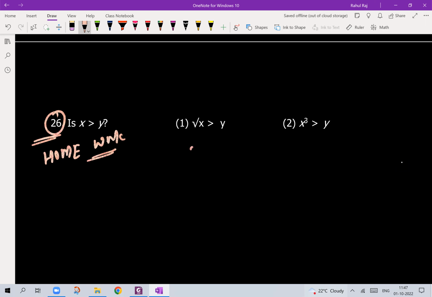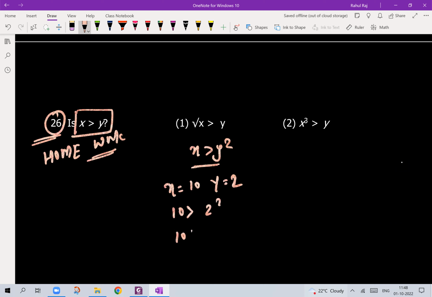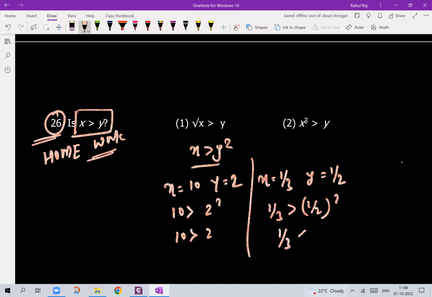Imagine option number 1 says what? If I square both the sides, it says x is greater than y square. I know even powers are not predictive. If x is greater than y square, x could be greater than y, or x could be less than y. Is that very clear? Or should I explain with numbers? Imagine I take x is equal to 10, y is equal to 2. Can I say 10 is greater than 2 square, and 10 is greater than 2? Imagine I take x is equal to 1 by 3 and y is equal to half. Can I say 1 by 3 is greater than half square? But 1 by 3 is less than half.